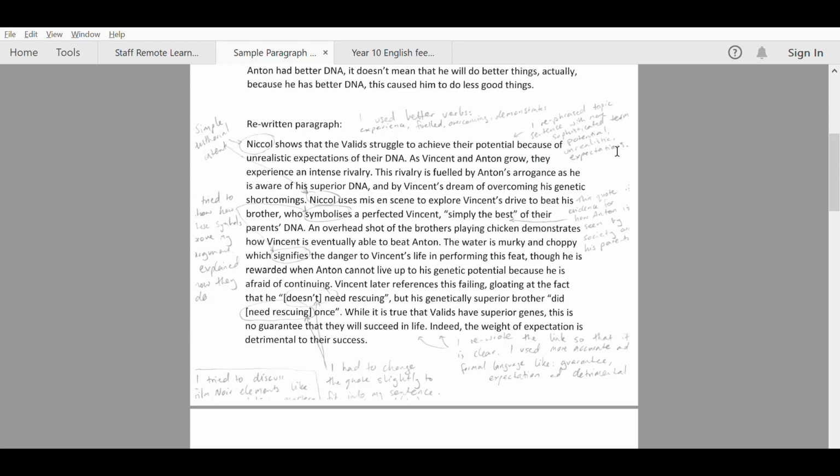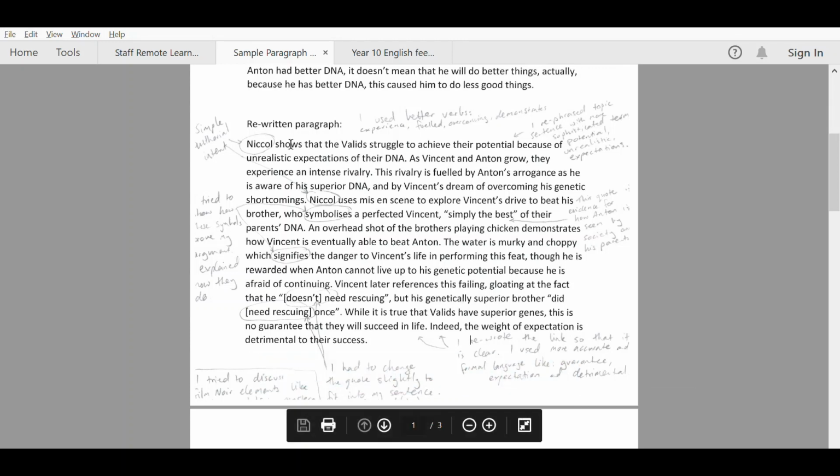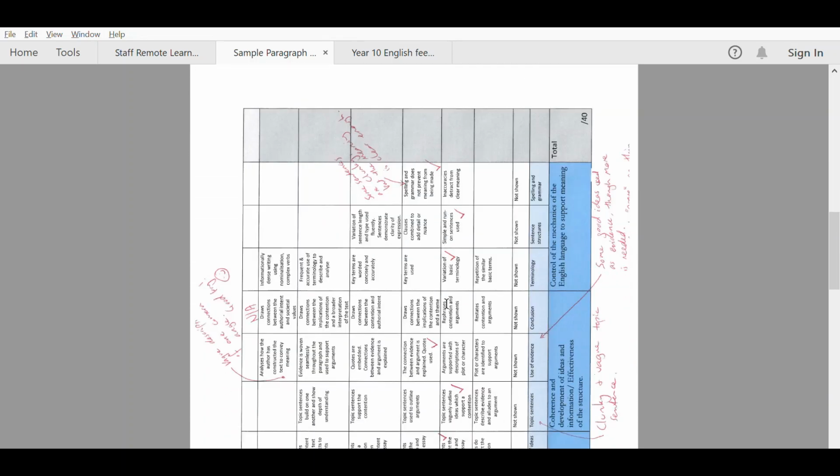Guys, you'll notice I've written annotations all around here. You will do that in dot form underneath your paragraph. But if you have the capability to write it like that, that's fine. Just have a look here. This was the original.